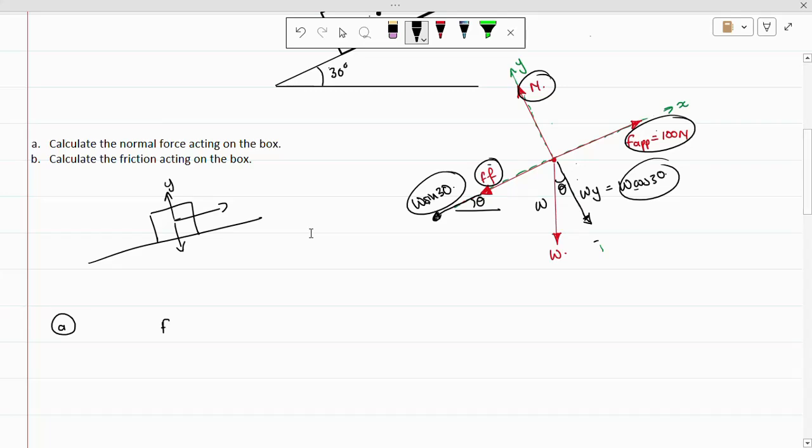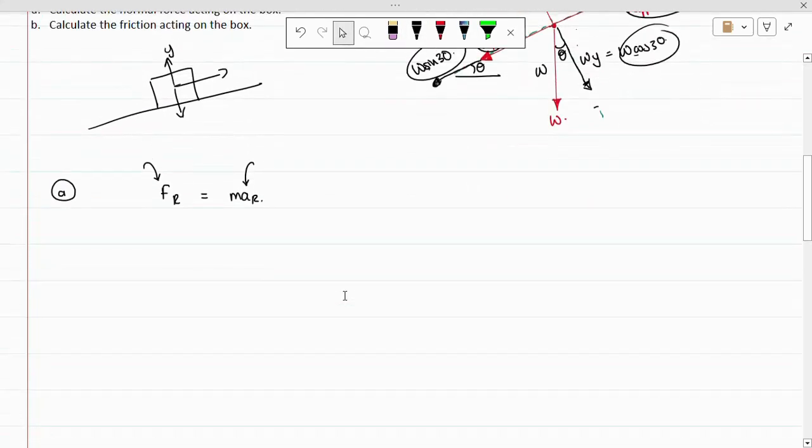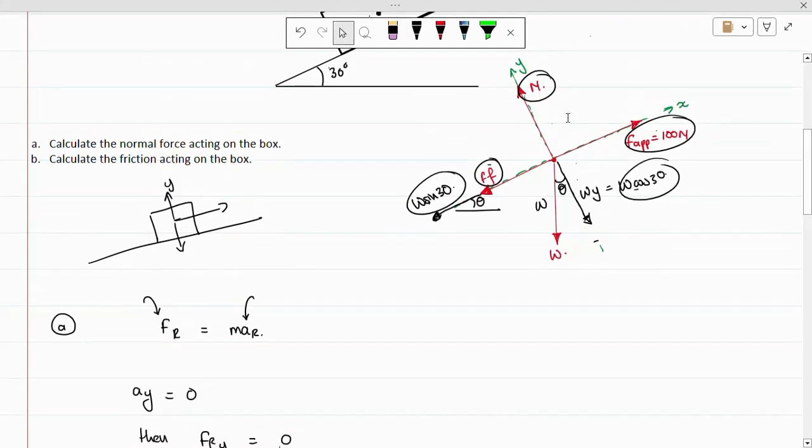And why is that important? Because Newton's second law tells us force is equal to mass times acceleration in the same direction. So if I have no acceleration in a particular direction, it means I have no resultant force in that same direction. So if acceleration in the y is equal to 0, then my resultant force in the y direction is also equal to 0. So that means all the y forces have to cancel each other out.